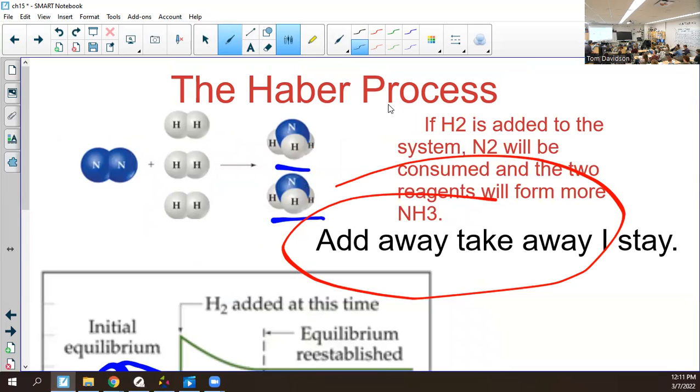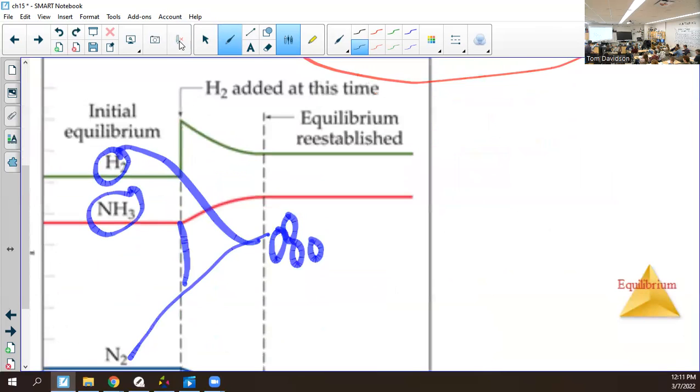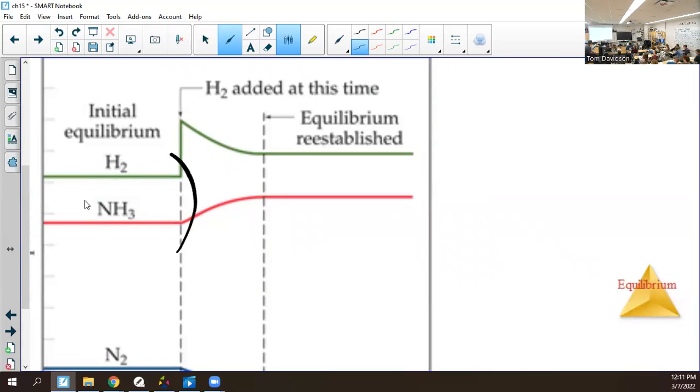So that just says add away, take, I stay again. Here's a good picture of what we're talking about here. So it is at equilibrium right here. The lines are flat.